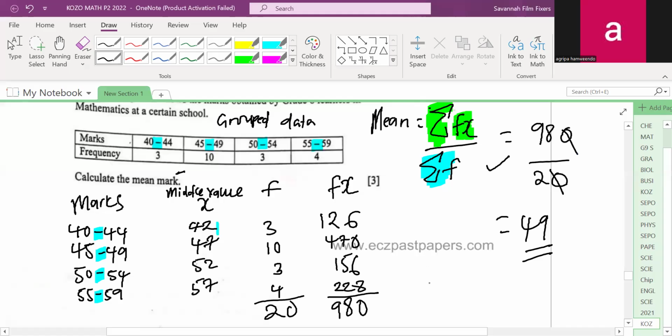So just follow this formula here. It's telling you you have to have the middle value x, which you get by adding and dividing by 2, which is this part here. Then you get your frequency column, which is this 3, 10, 3, 4. You add them together. Then you multiply the middle value by the frequency, 42 times 3, 47 times 10. You add them together. Then at the end of the day, you just divide. Done.